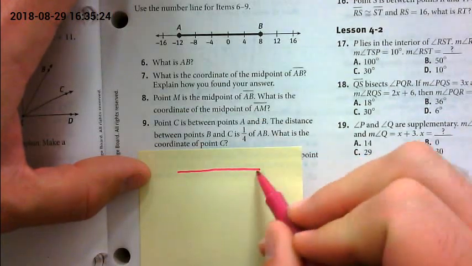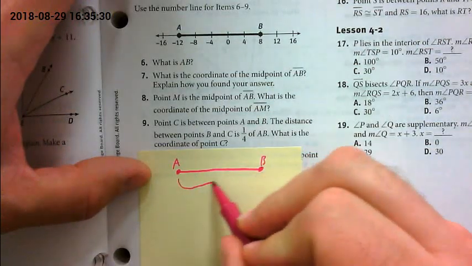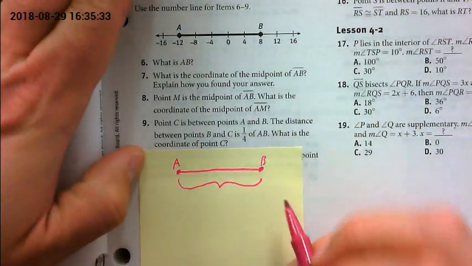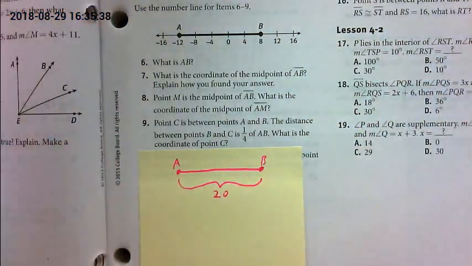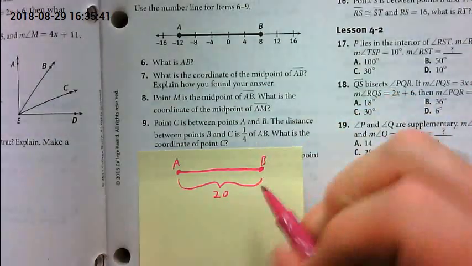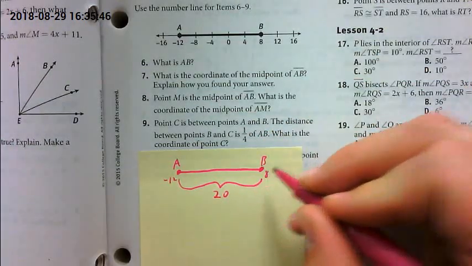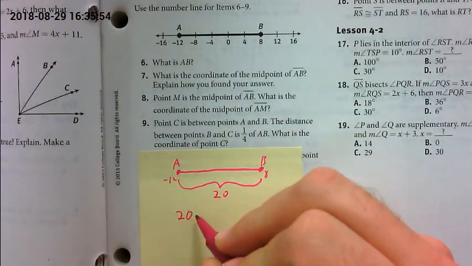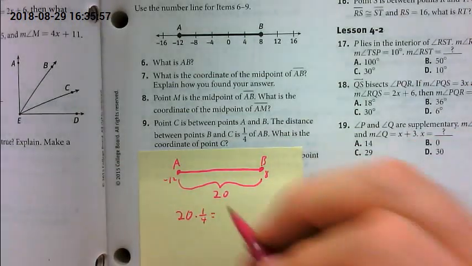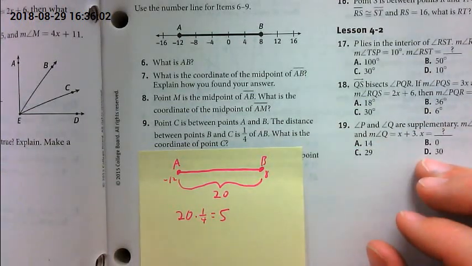So again, I'm going to draw that same line segment that we have up top, because we already know that this entire length is 20. That actually comes from number 6. You subtracted -12 and 8 and got that the whole length is 20. Now we have to do a fourth of that. What is a fourth of 20? 5. You could look at it as 20 times 1/4 or 20 divided by 4. Either way, it's still 5.